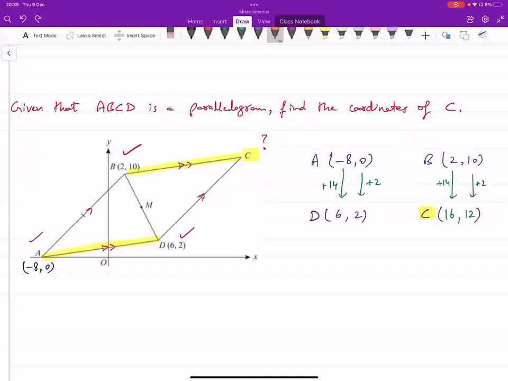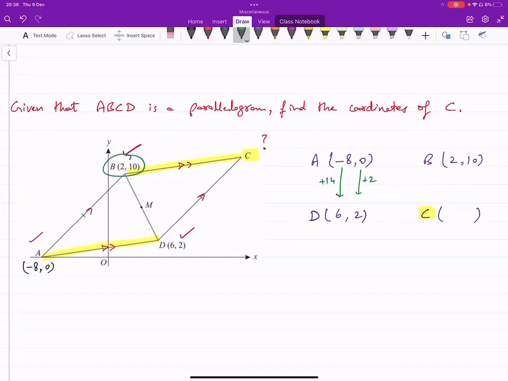So what you can do is you can use this idea कि how can you go from A to the point D? A से D पे हम कैसे जा सकते हैं? So A से D पे जाने के लिए, you see, you have to go from -8 to 6. How do you go from -8 to 6? You have to add 14 for that. How do you go from 0 to 2 vertically? You have to add 2 for that.